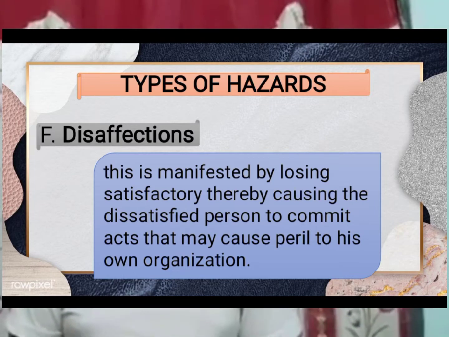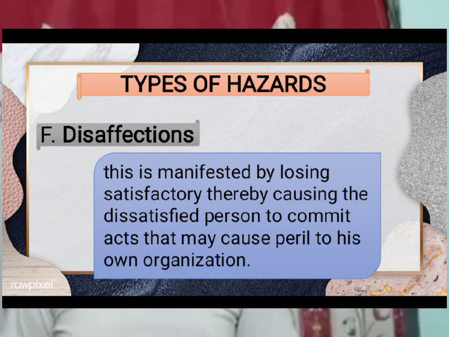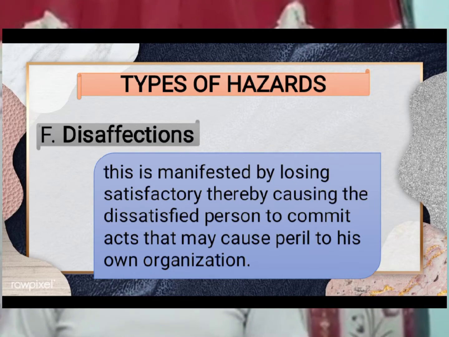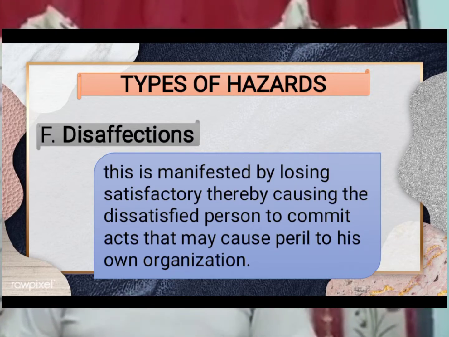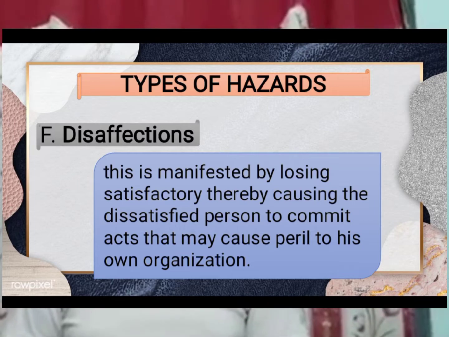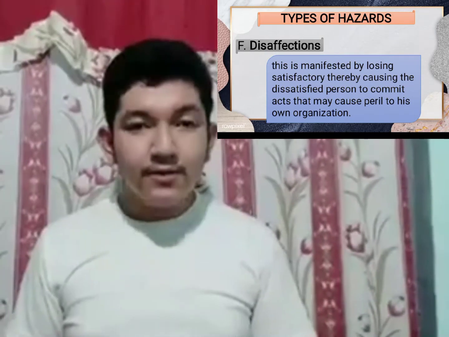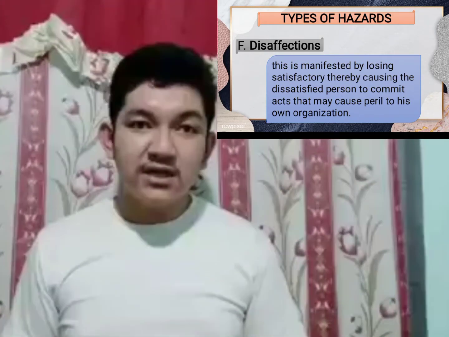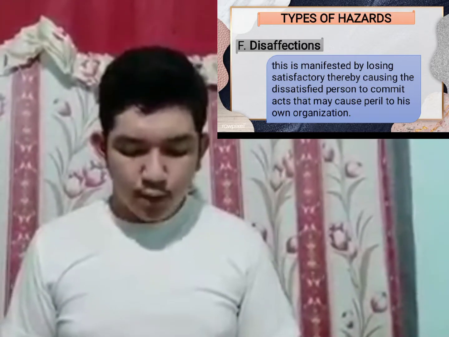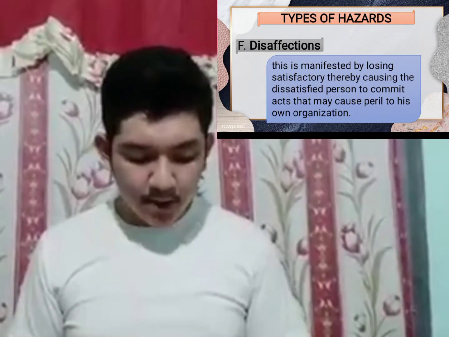Next is disaffections. Disaffections, this is manifested by losing satisfaction, thereby causing the dissatisfied person to commit acts that may cause peril to his or her own organization. So disaffection, in reality, kung madulaan na tagana kag hindi na ta satisfied towards something, we tend to say something bad about it.